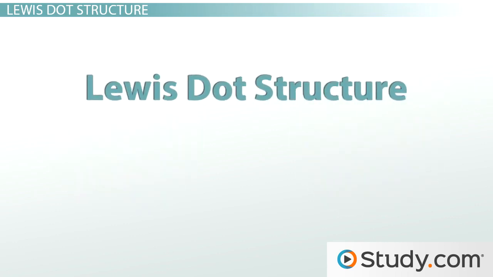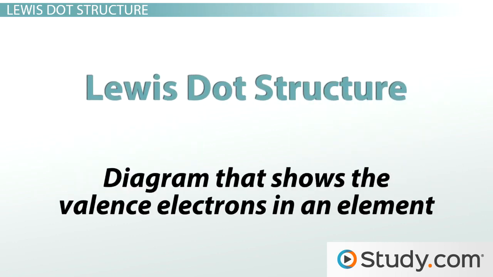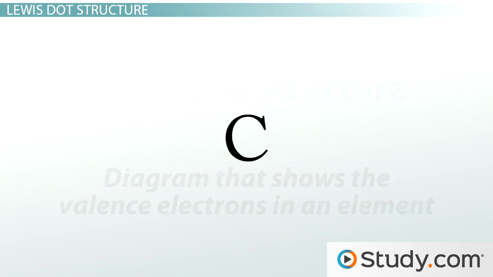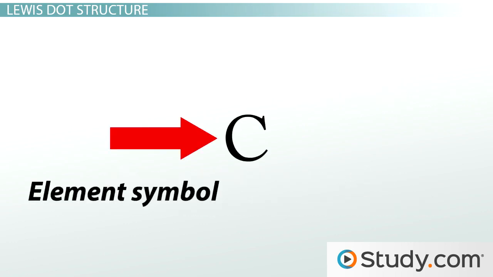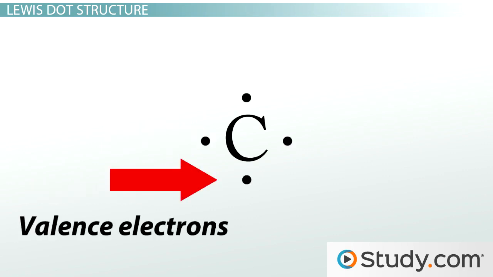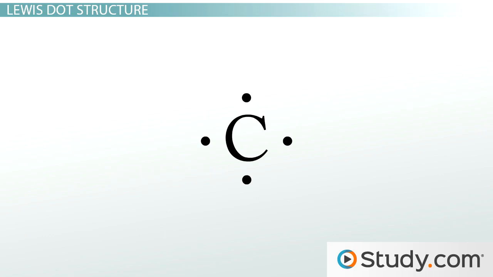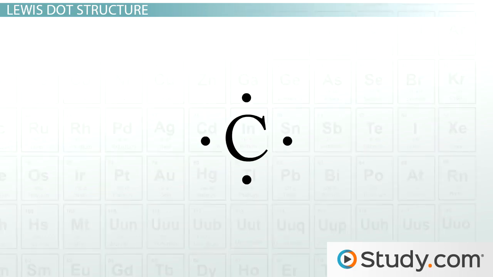A Lewis dot structure is a quick and easy diagram that shows the valence electrons in an element. In a Lewis structure, the nucleus of the element is represented by its symbol. The valence electrons are represented by dots placed around the symbol in pairs. This type of diagram helps to identify how an element may react in a chemical reaction.